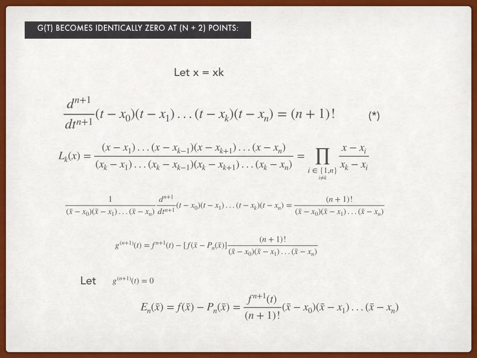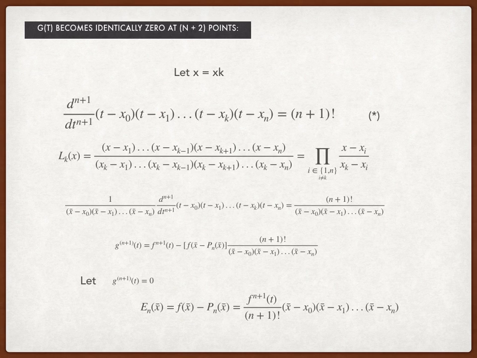Let x is equal to xk. Suppose we have a 3-degree polynomial. The first time we differentiate the polynomial, we will have the leading coefficient multiply 3. We differentiate the polynomial again, and the leading coefficient will be 3 multiply 2. If we differentiate the polynomial again, we will have 3 factorial multiply the leading coefficient. Here, we consider t minus x0 multiply t minus x1 and up to t minus xn. The leading coefficient of this polynomial is 1 with degree n plus 1. So when we differentiate it n plus 1 times, we will have n plus 1 factorial.